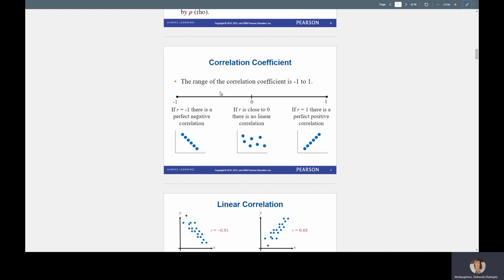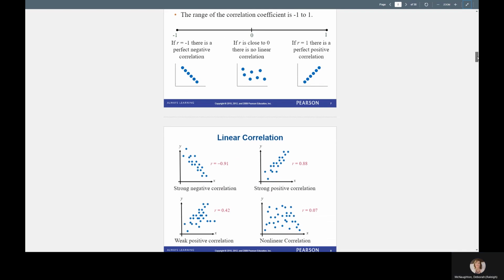The values that our correlation coefficient can take are between -1 and 1. If R is -1 exactly, that means there's perfect negative correlation. In other words, our ordered pairs lie exactly on a line, and that line has a negative slope. If R is close to 0, then we won't see any linear correlation. And if R equals 1, then again, perfect positive linear correlation, and all our values will lie exactly on a line with a positive slope.